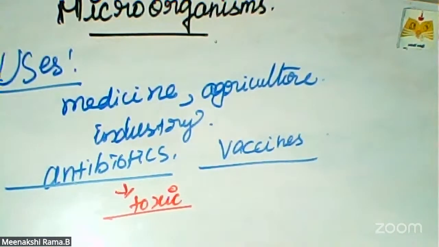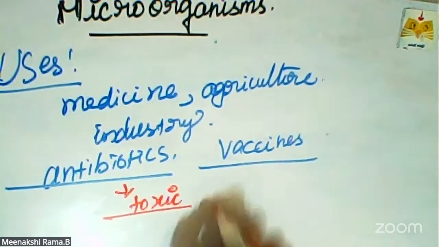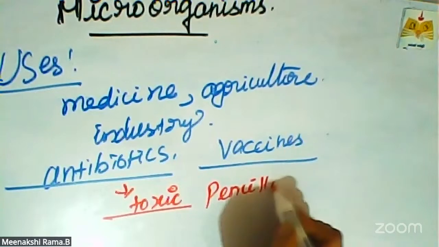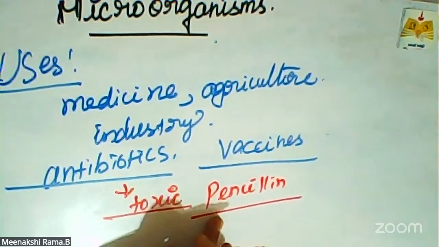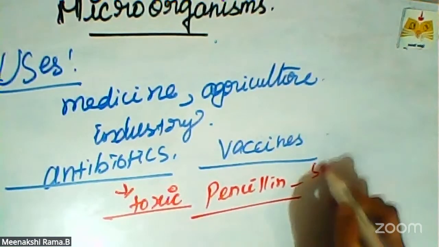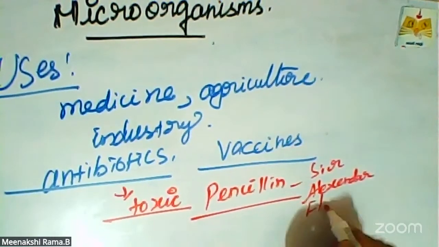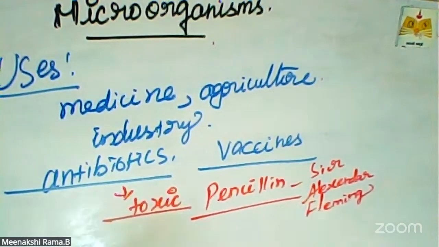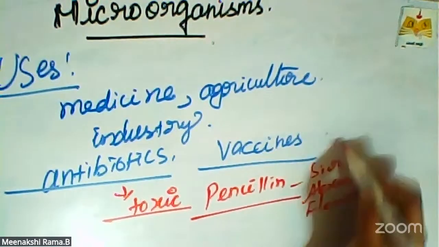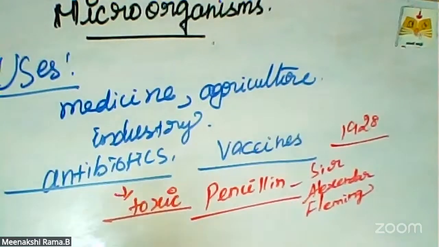Sir Alexander Fleming, one of the great scientists, was the first person to discover an antibiotic, penicillin. This is one of the important details. Penicillin is the first antibiotic, discovered by Sir Alexander Fleming in the year 1928. So this is the important part.